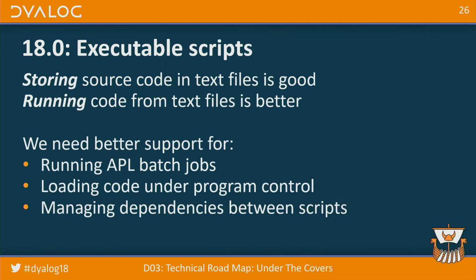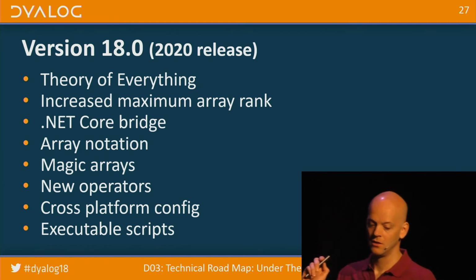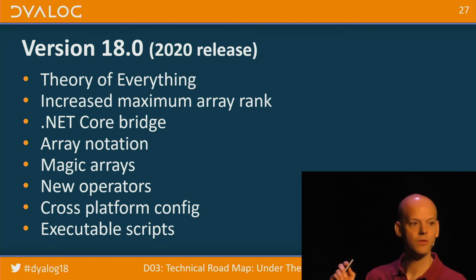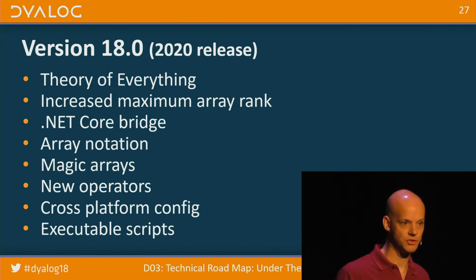And as Morten mentioned at the end of his presentation, we want much better support for executable scripts. We've been pushing for you to store your source code in text files for a long time. We also want to make it very easy to run your code or your application directly from text files. So those are the big ideas that we're trying to work on for version 18.